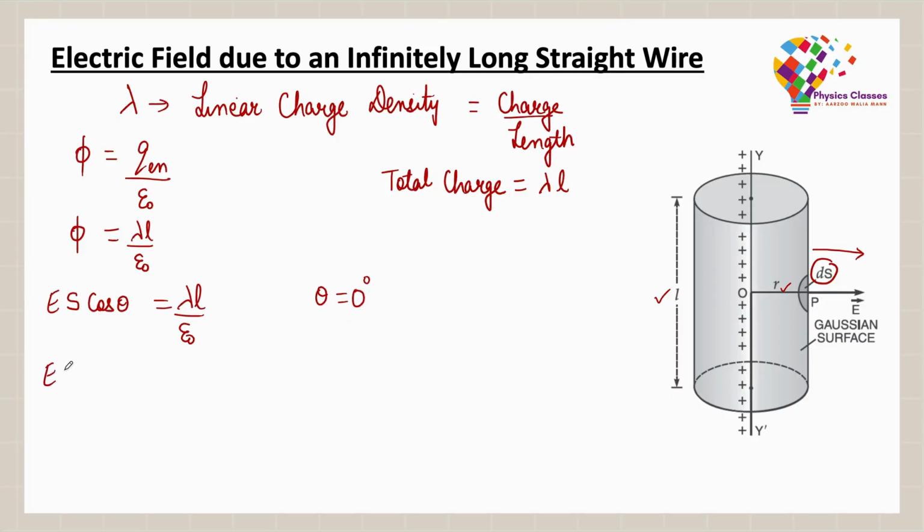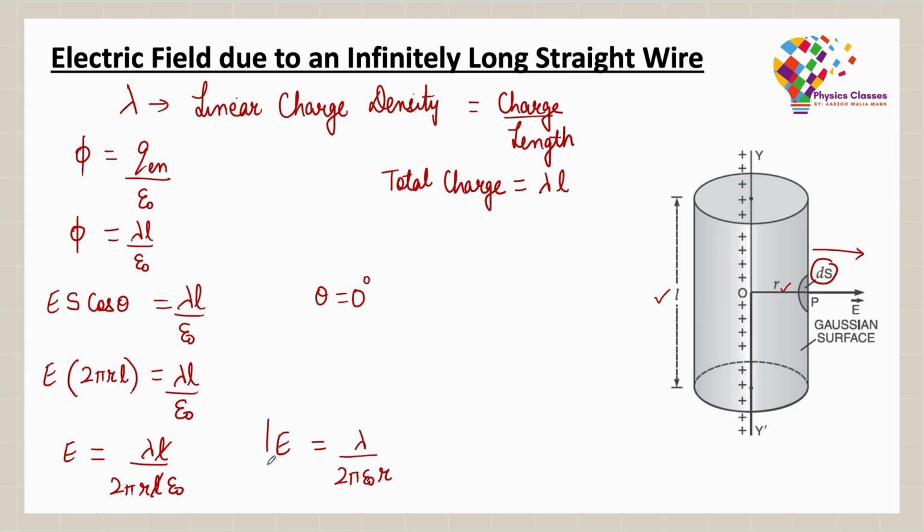Now S for the cylinder over here is 2 pi RL, because the curved surface area of a cylinder is 2 pi RL. So E into 2 pi RL is equal to lambda L by epsilon naught. Now if I rearrange this expression, I can simply get lambda L by 2 pi RL times epsilon naught. This L and L get cut. So now I'm left with my electric field as lambda by 2 pi epsilon naught times r.